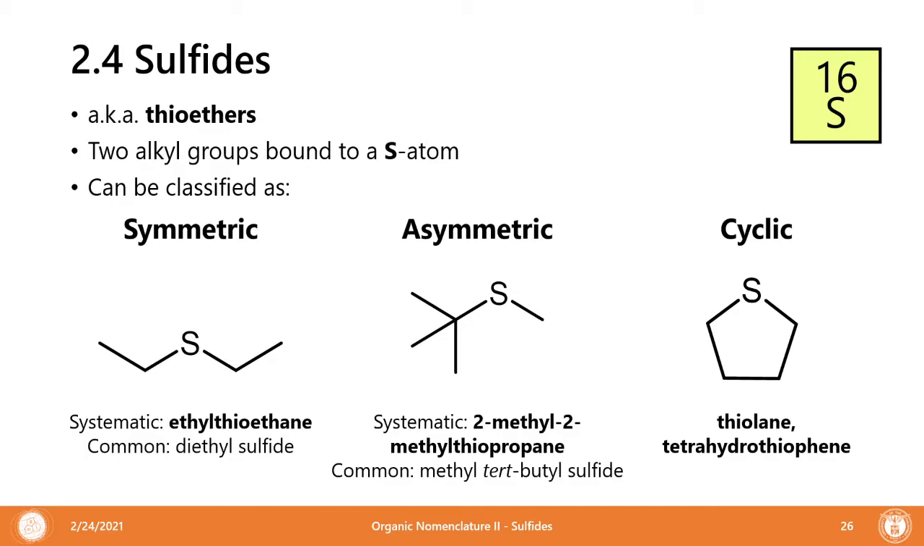Okay, so now we go on to sulfides, which are also known as thioethers. These sulfides are two alkyl groups bound to a sulfur atom, and they may also be classified in a similar manner as ethers, as symmetric, asymmetric, and cyclic. So here's an example. We have ethyl thioethane, so we have two ethyl groups connected to the sulfur atom.